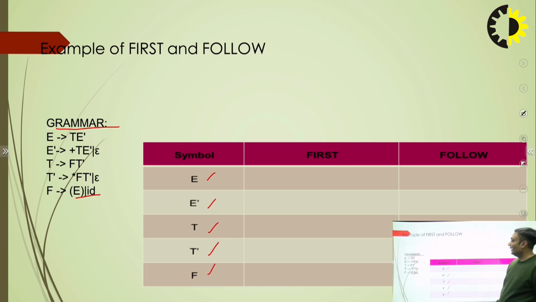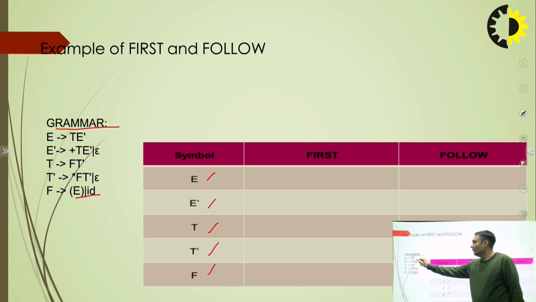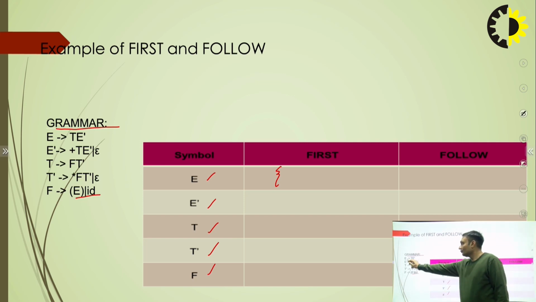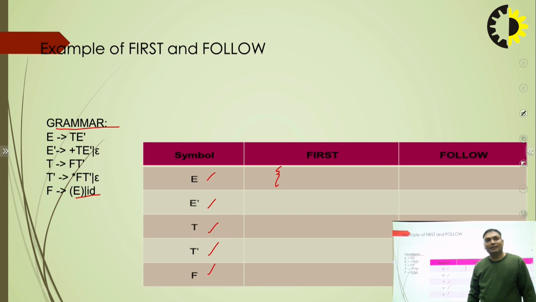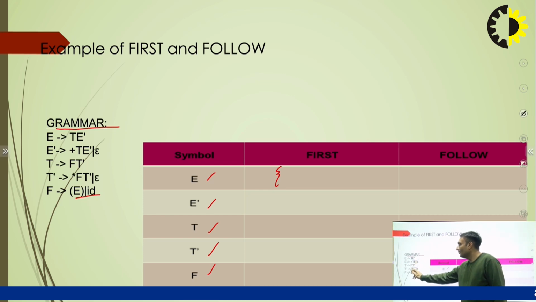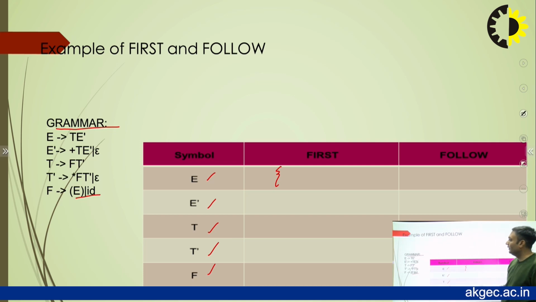Now, first of this E. What will be the value of first of this E? Any terminal that is generated by this E, we will see. No, there is no terminal generated by this E. So what will we write?